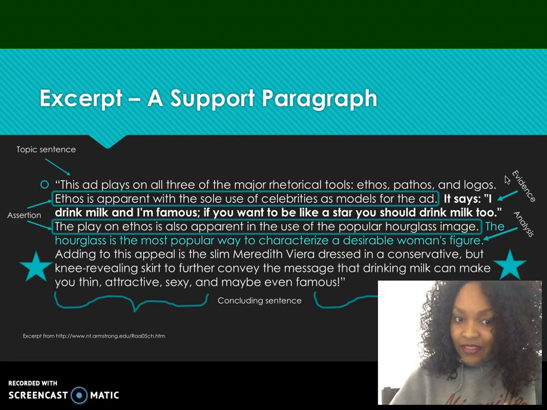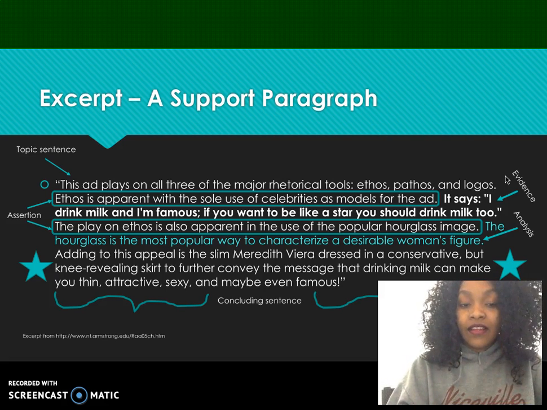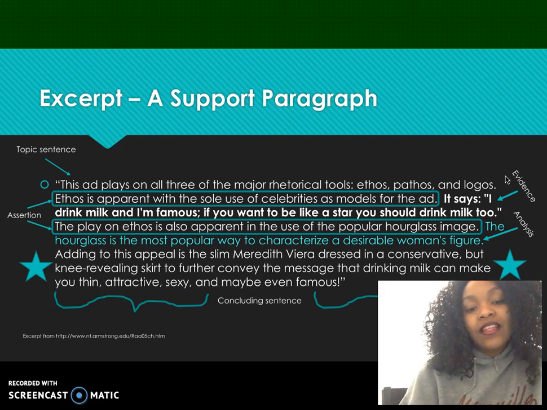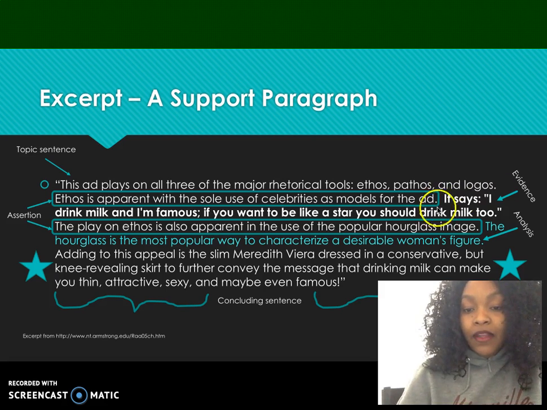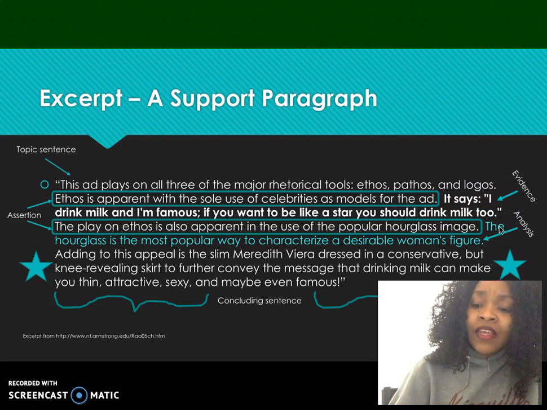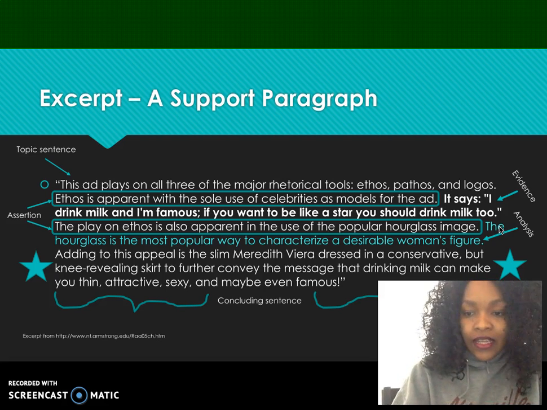Well, that's evidence that the assertion is accurate, right? The assertion says we use a celebrity, and we've got evidence. And she says she's famous, so there we go. Our next assertion is the play on ethos is also apparent in the use of the popular hourglass image. Now you can see that in the picture very clearly. But our next sentence is the analysis.